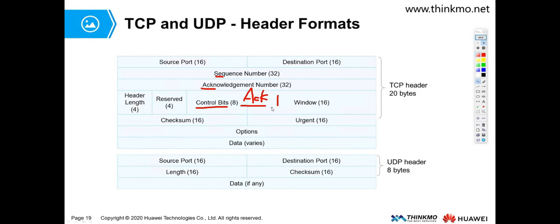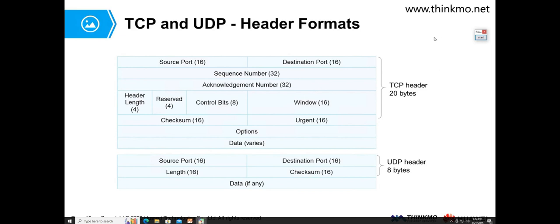If the function is enabled, it is 1. If not, it is 0. Once enabled, only then does the acknowledgement number have meaning. If the acknowledgement function is not enabled, then the acknowledgement number is meaningless. Besides this, there is also a SYN, which is called the synchronization bit, and FIN, which is called the finish bit. Now that you know these, we can talk about our three-way handshake.